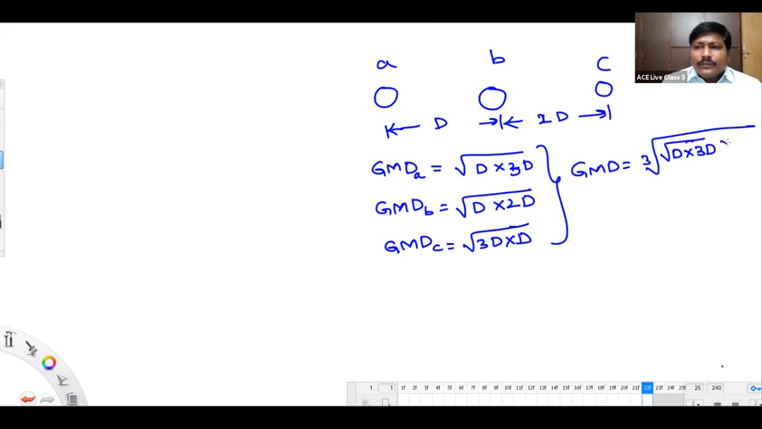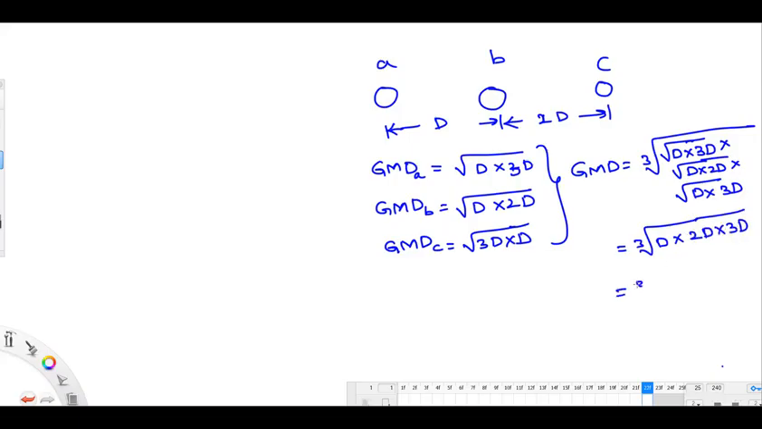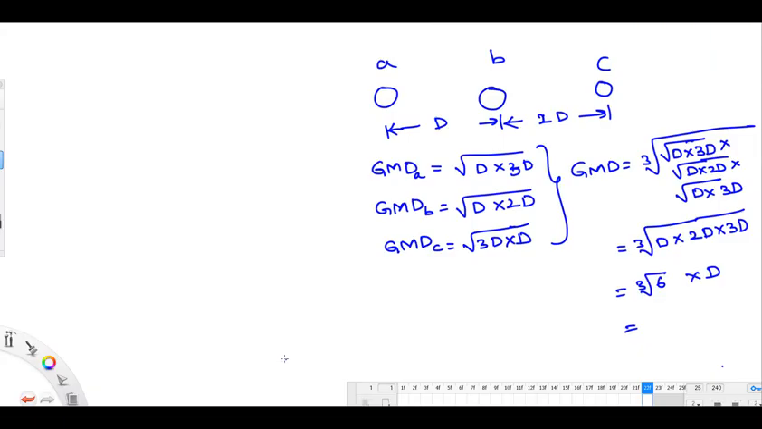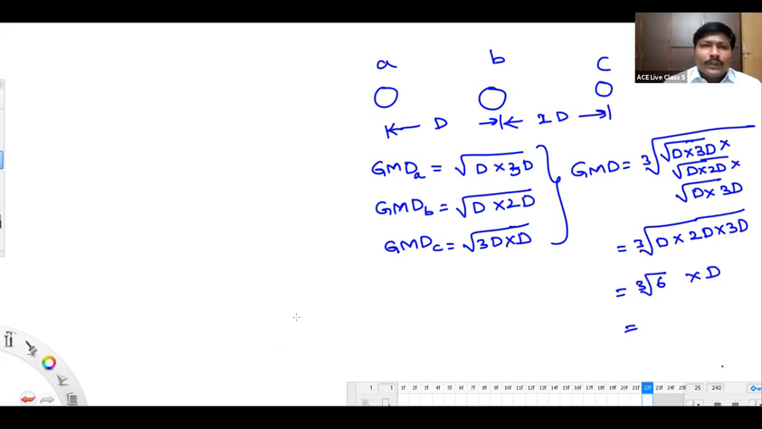Just play it. B into 2D, root of 2D. So it will come like the cube root of D into 2D into 3D. Yes, sir. Then you get the cube root of 6 into D. That's the correct one. Yes, sir. Sir, I had made a calculation mistake. Okay. Thank you, sir.